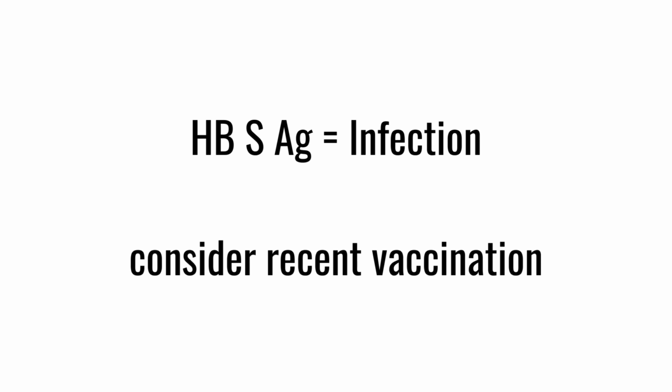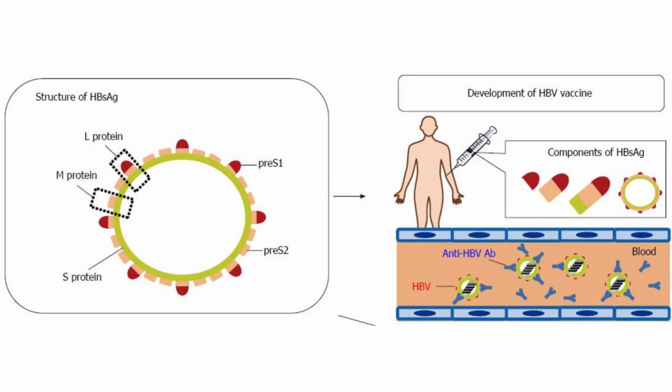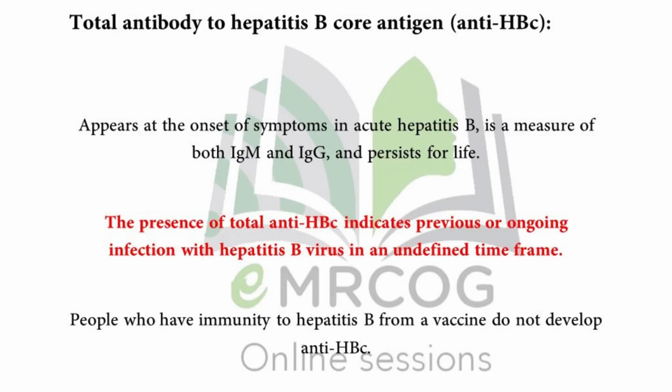The body normally produces antibodies to this antigen. This is a normal response to infection. So we can see the antigen and we can see the antibody. The antigen is used to make the hepatitis B vaccine. We have the total antibody to hepatitis B core antigen. So we have now two types of antigen. One of them is the surface one, and the other one is the core one.